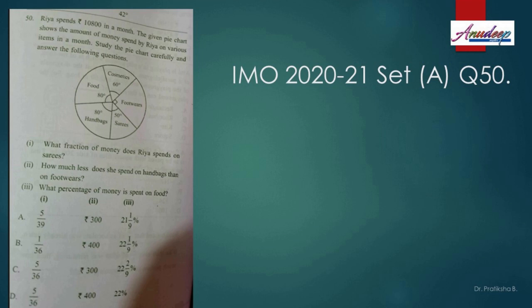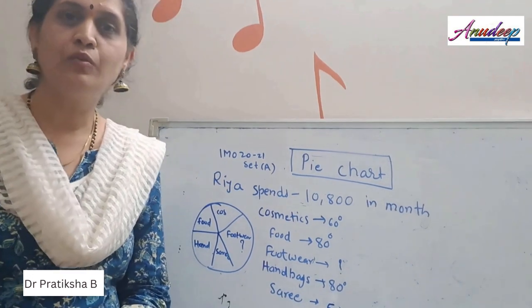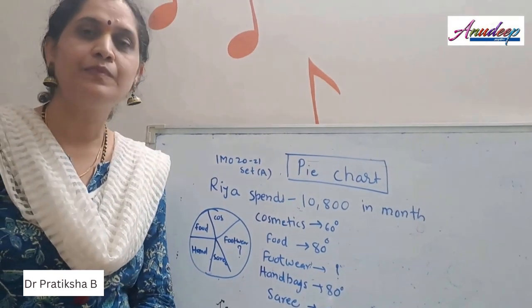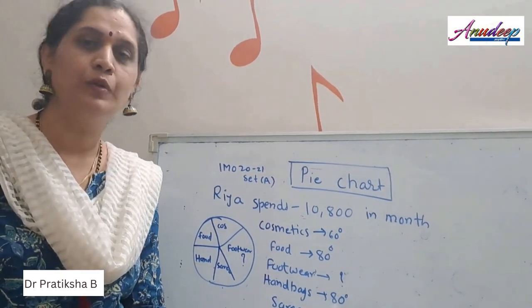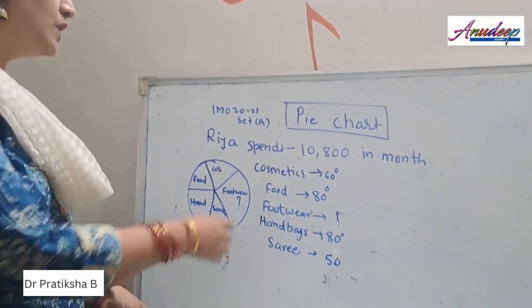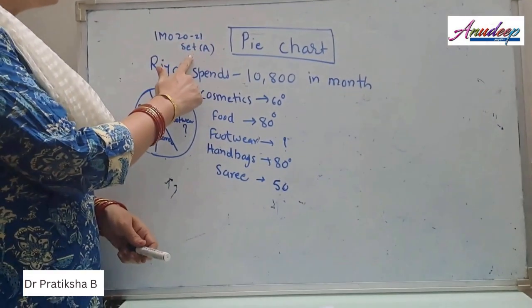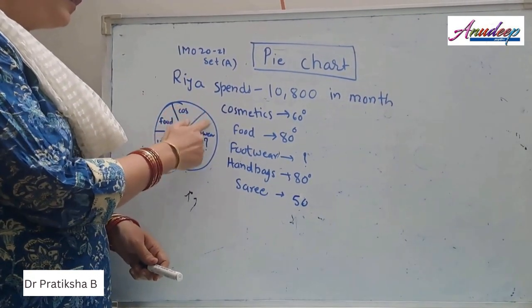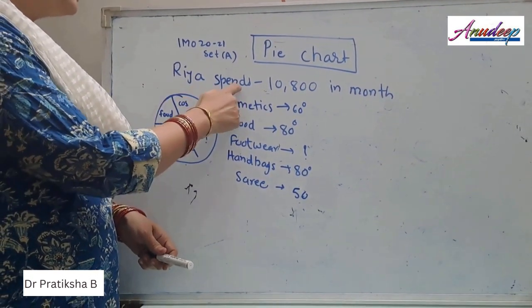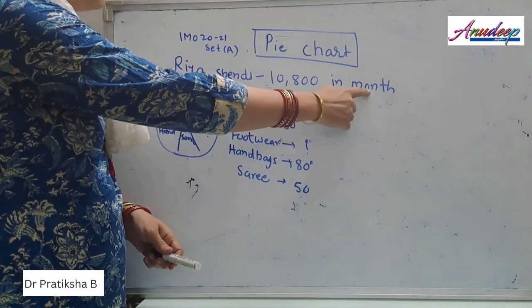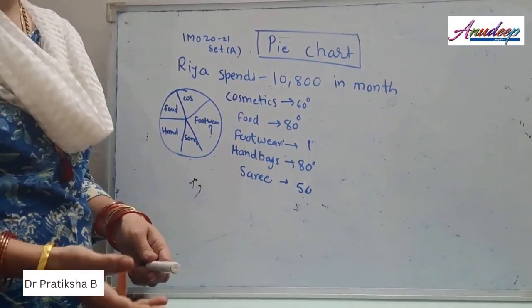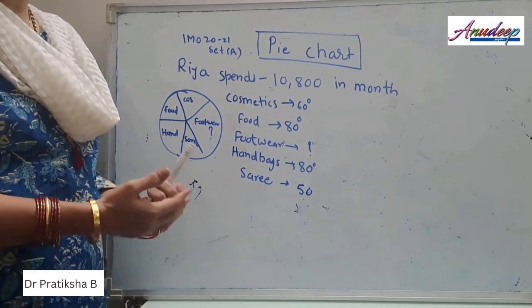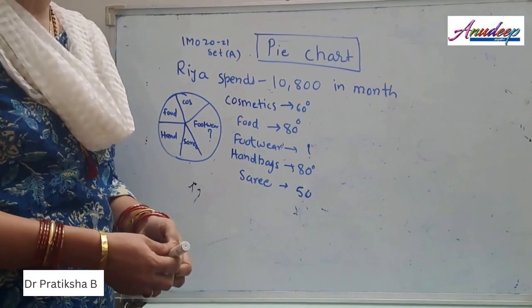So let us evaluate. Now, as we have discussed the tricks and the basic concept, let us try to solve one problem from the Achiever section. This problem is from IMO 2021 set A, where you have been given a pie chart where this circle represents the spending of Priya in one month. There are 3 sub questions to it. First is, what fraction of money does Priya spend on saris?